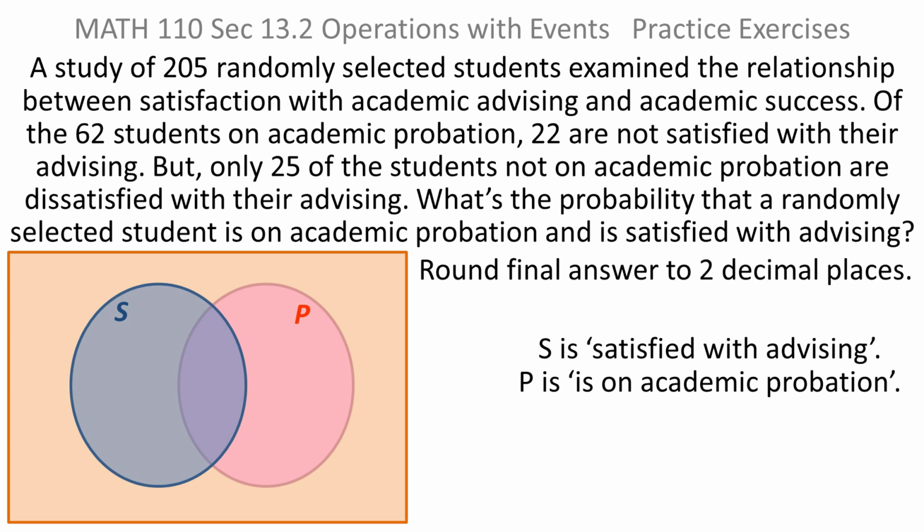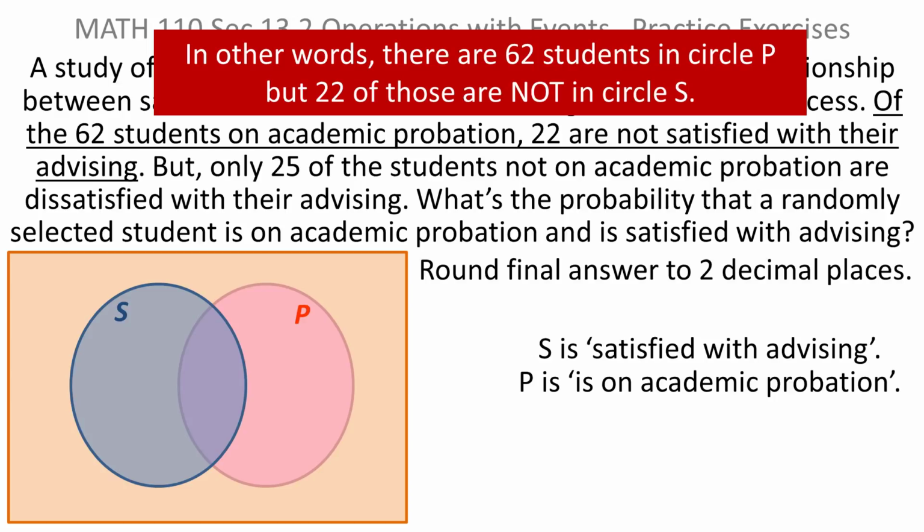Another perfect example where a Venn diagram is very useful here. I'll create a circle S for satisfied with advising, and I'll create a circle P for being on academic probation. And what I get from reading this problem is that there are 62 students in circle P. It says 62 students are on academic probation, but 22 of those 62 are not satisfied with their advising.